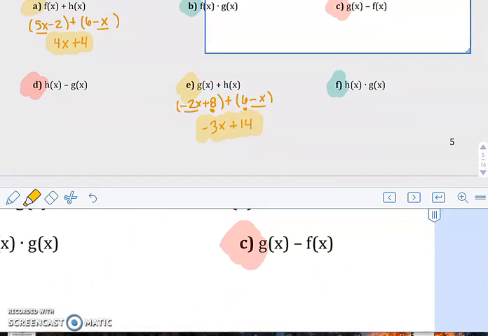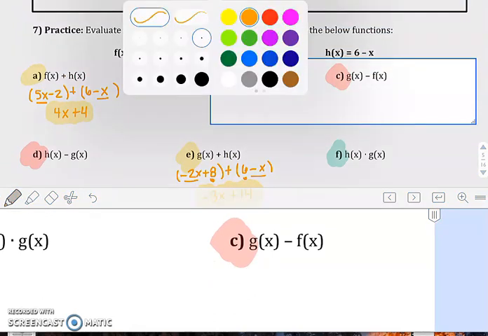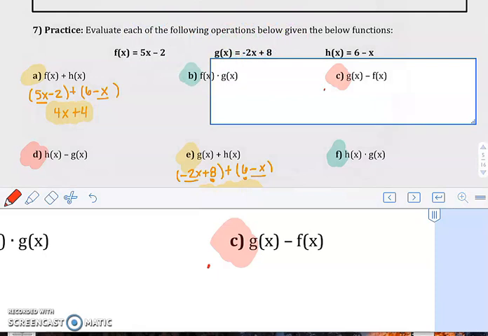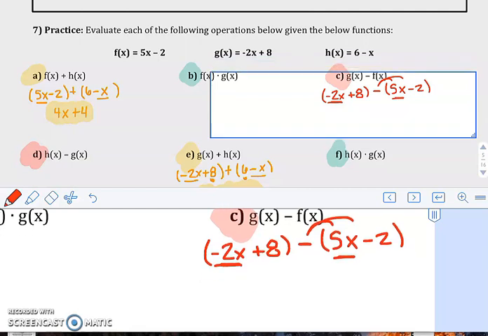Let's do the subtraction ones. So g minus f. So start with the g. So negative 2x plus 8, minus the f one, which is 5x minus 2. So remember that negative goes in there to both things. So negative 2x minus 5x becomes negative 7x. And 8 minus a negative 2 becomes plus. So 8 plus 2 will be 10. So negative 7x plus 10.